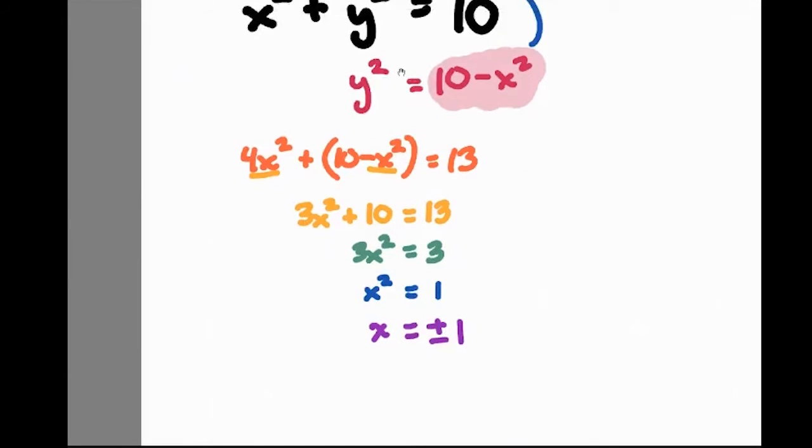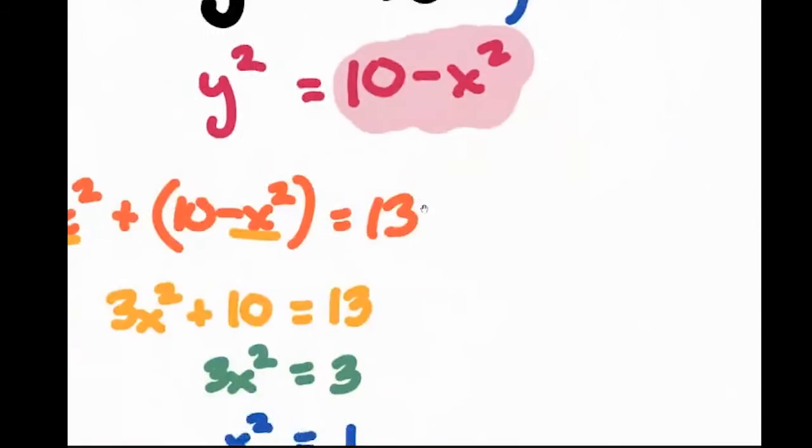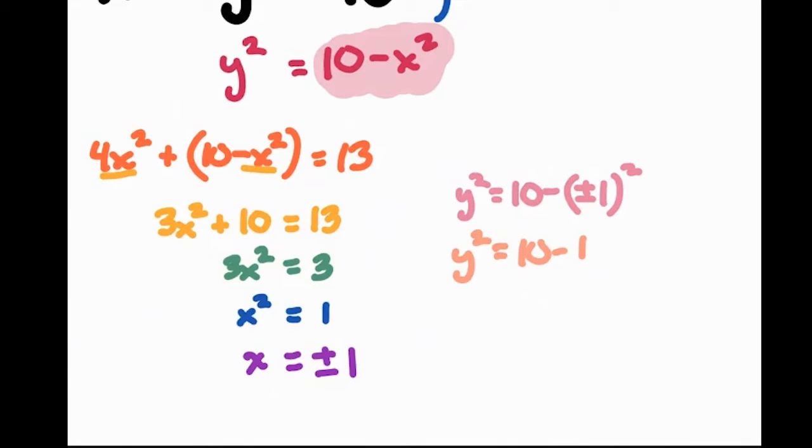Okay, but you need the y as well. Luckily we have the y equation right here. Well, it's a y squared equation, but we can use that to figure out what our y is. So you can do y squared is equal to 10 minus plus or minus 1 quantity squared. I wrote plus or minus 1 because anything squared is going to be positive anyway. So you're going to be left with y squared equals 10 minus 1, because negative 1 squared is 1, positive 1 squared is 1. You're going to be left with y squared equals 9.